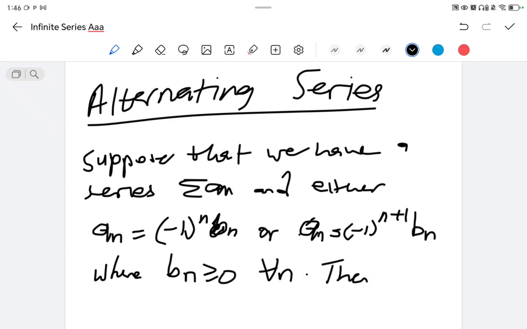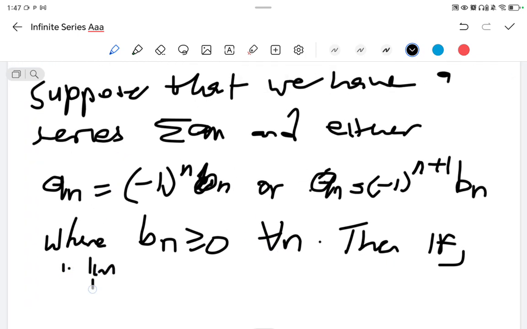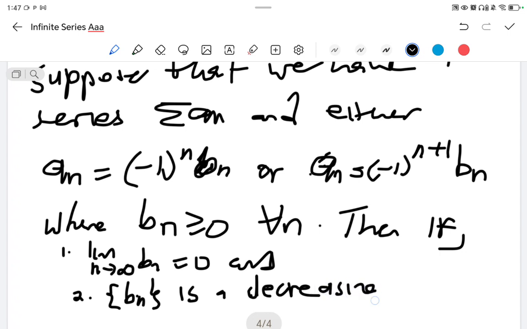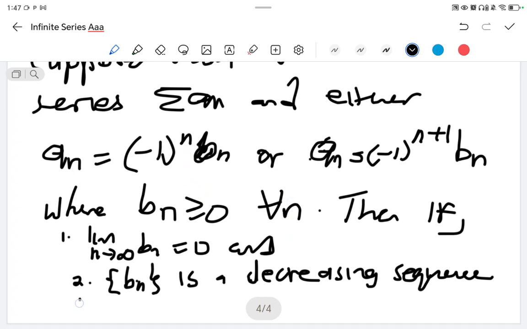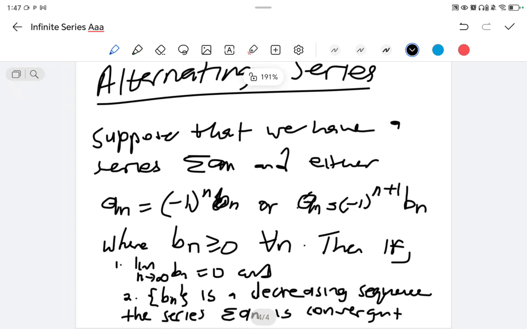And then if the following conditions are satisfied: if we take the limit as n approaches infinity of bn and it is equal to 0, and the second thing, bn is a decreasing sequence, then that given series is convergent. See, right? So that given series will be convergent.